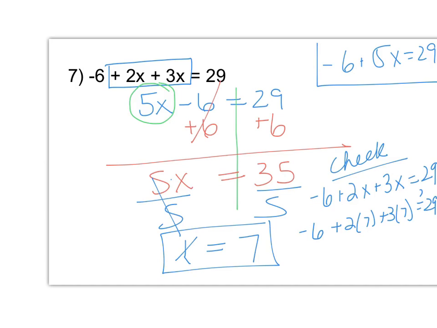We would simplify. 2 times 7 is 14. Plus 3 times 7 is 21, and I would have a negative 6 here to bring down. And then if I do all of this math, that equals 29, and 29 is equal to 29, so I know my answer is correct. All right, let's move on to our next.